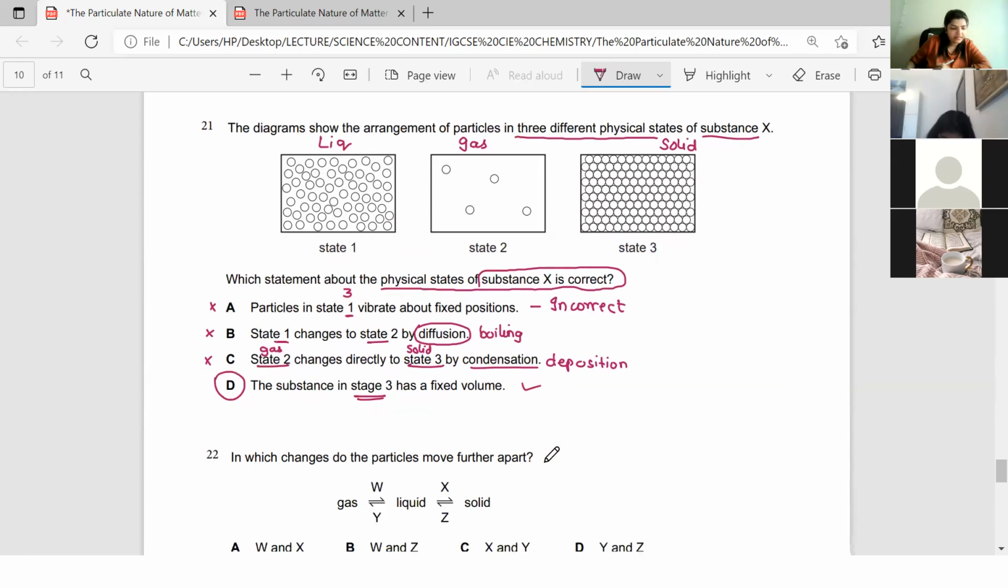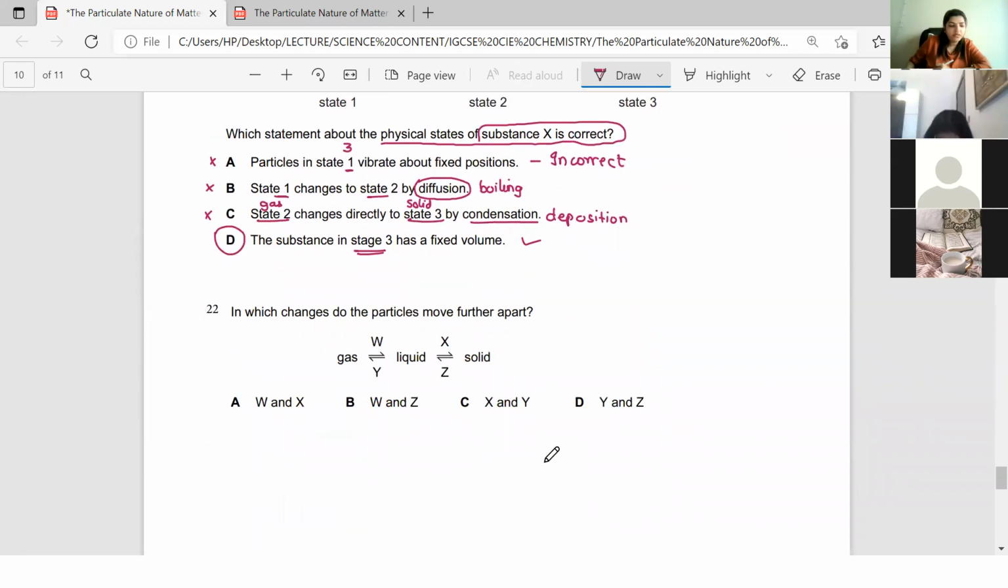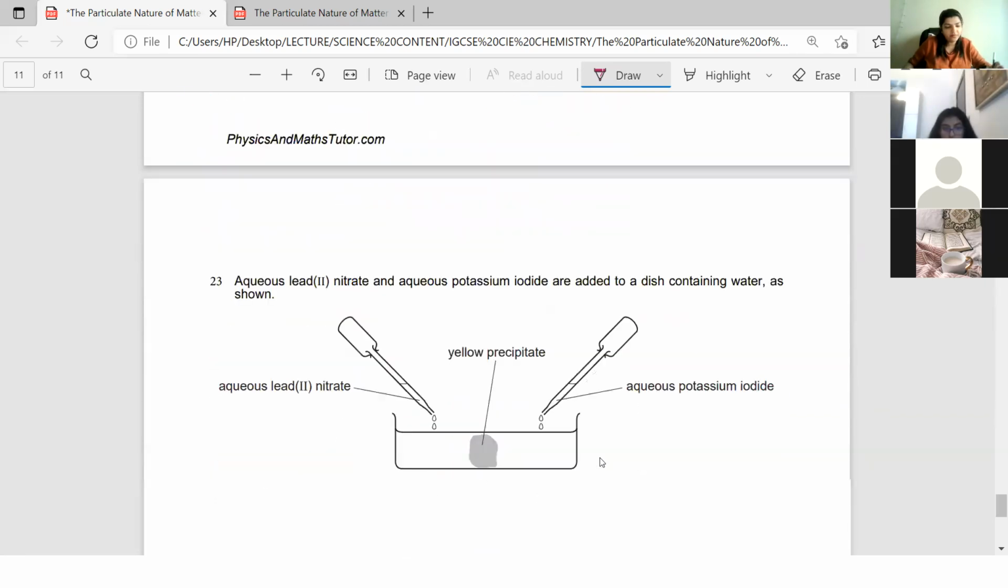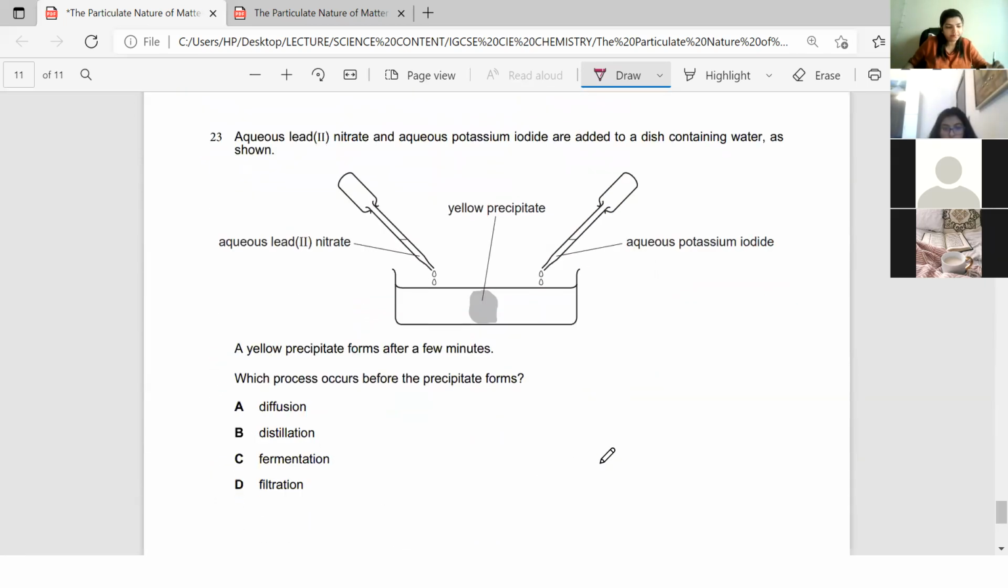Okay. Samuel, in which change do the particles move? Okay, this is a repeat question. It's same as 1. So Samuel, 23rd one. Aqueous lead nitrate and aqueous potassium iodide are added to a dish containing water. A yellow precipitate is formed after a few minutes. Which process occurs before the precipitate forms?